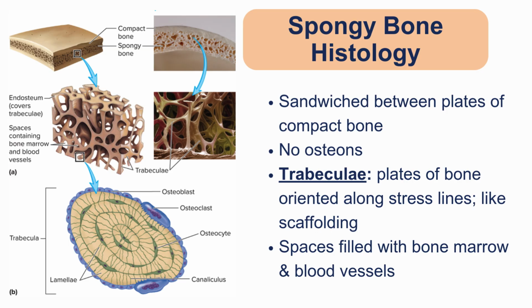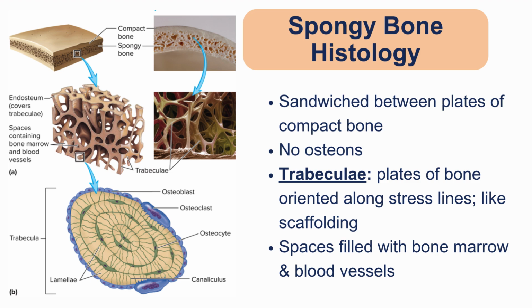Now let's move on to the histology of spongy bone. Spongy bone is found sandwiched between layers of compact bone. This is shown in the topmost part of the image. Unlike compact bone, spongy bone has no osteons. Instead, it's made of thin plates of bone called trabeculae. Having trabeculae instead of osteons makes spongy bone lighter weight than compact bone. The trabeculae are oriented along lines of stress, which helps the bone resist forces placed on it. You can think of this structure like scaffolding, supportive but lightweight.